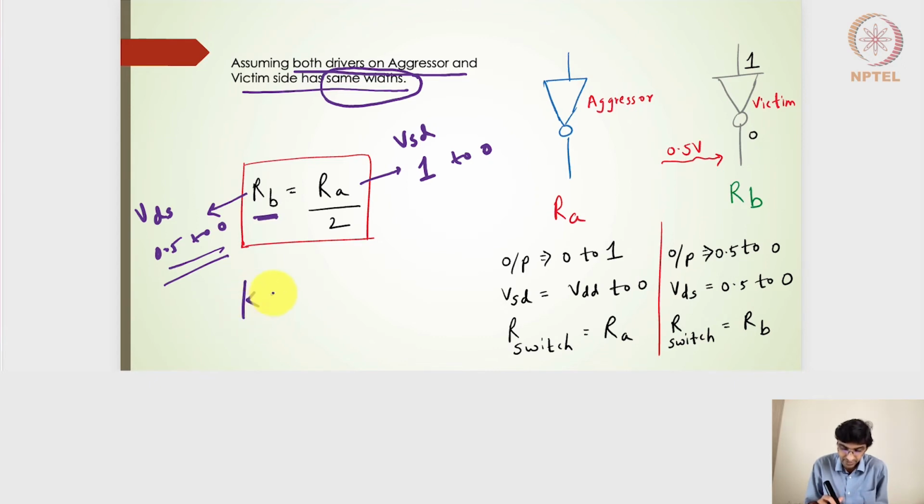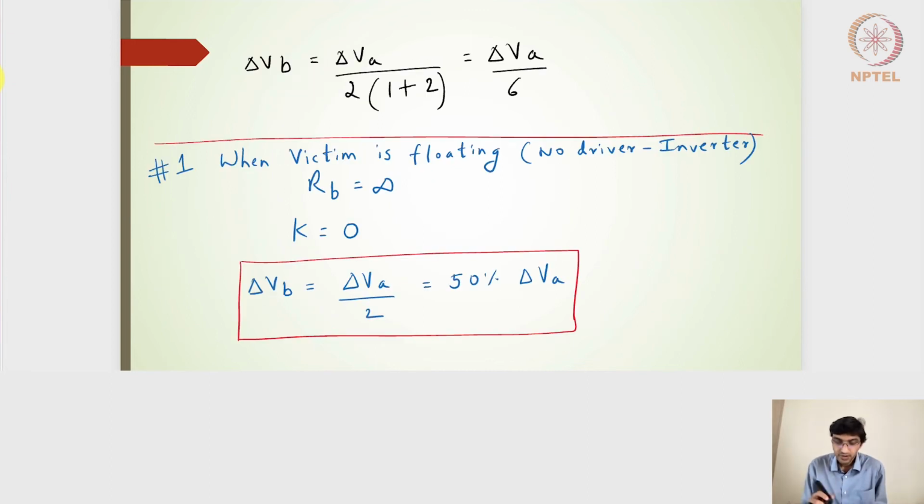So in that sense, the K value, which is nothing but RA by RB, will be nothing but the value 2 if it is of the same size. If it is a different size, we will have a different ratio. So delta VB, as a function of delta VA, is delta VB by delta VA equal to 1 by 2, multiplied by 1 plus K, and K is nothing but 2 for the same size. So it turns out to be delta VA by 6, which is actually 18%, so 18.88% of the delta VA.